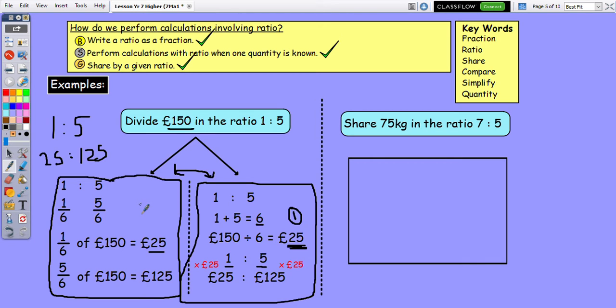Okay, so I'll leave these on the screen. I'd like you to have a go at answering this question, okay, by using either method. Just be careful because the numbers are interesting. Okay, so if you want to use a calculator, please do. Okay, pause the video, give it a go, and I'll go through the answers in a second.